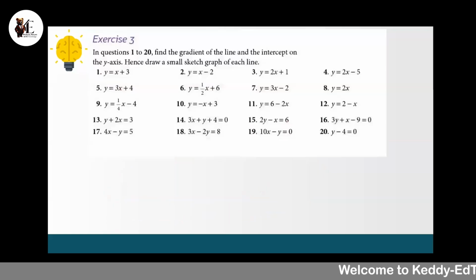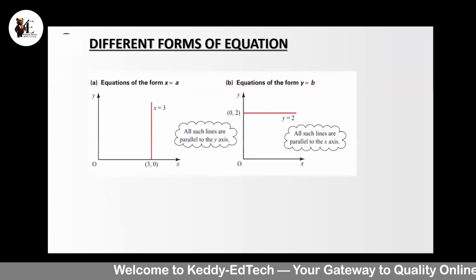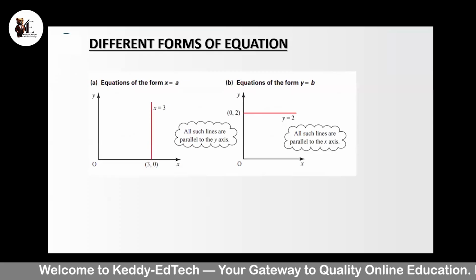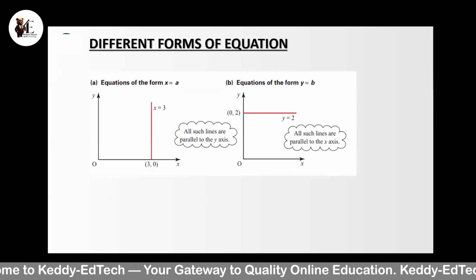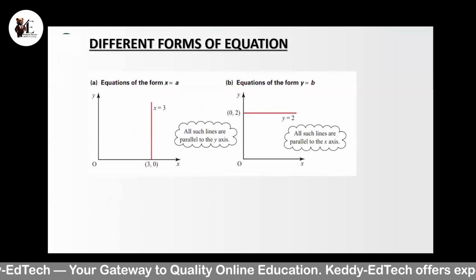Okay, moving to the next question. As these are exercises, these are very similar questions. Yes, the next topic is different forms of equations of a line. So please notice these two, then I will explain to you guys.